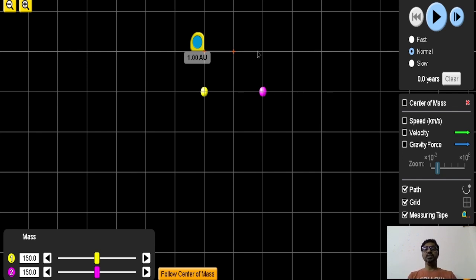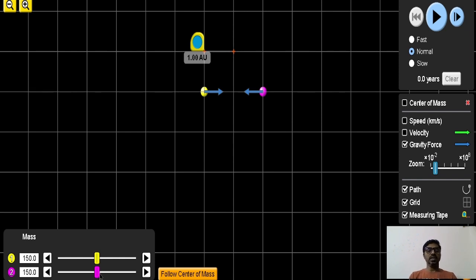So the focus is only the mutual gravitational force of attraction. And you see the gravitational force of attraction can be shown in the form of a blue color arrow. I'll zoom it down a little. So you see the gravitational force is like that. Both the bodies are experiencing the same amount of gravitational force in magnitude, but in opposite direction. They form an action-reaction Newton's third law pair, and they lie on a common line of action.